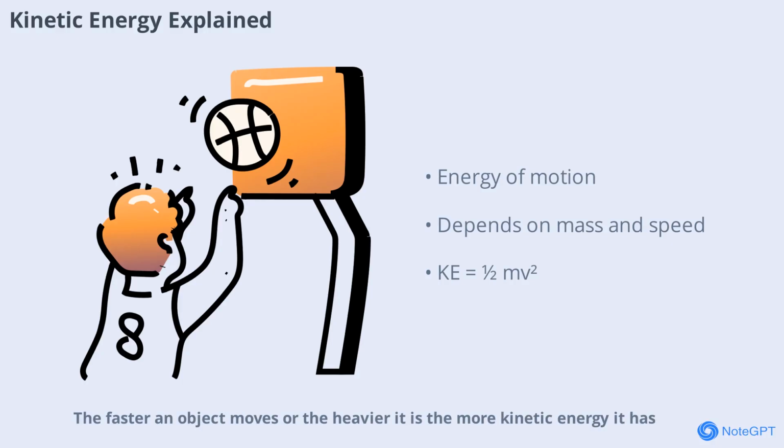The formula for kinetic energy is KE equals a half mv², where m is mass and v is velocity. This concept helps explain everything from sports to vehicle safety.